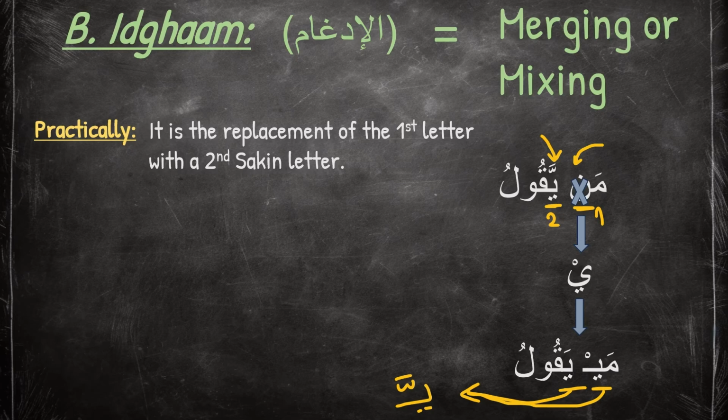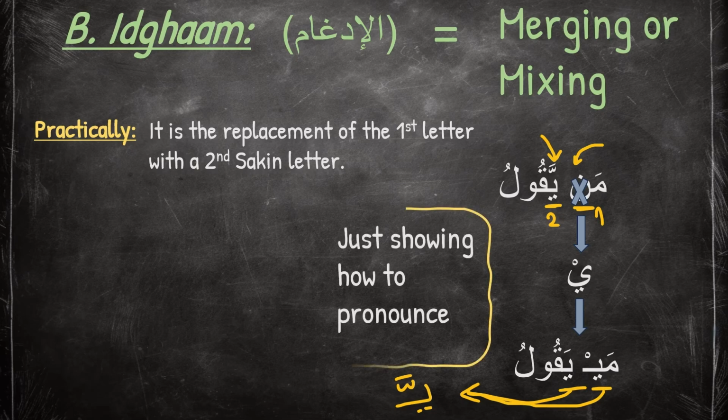There is an important thing to know: the example written down here is not how it's written in the Quran. This is just to show how to pronounce the word. The word is written as it was on the top here, man and then yaqul, with the noon written. We're not replacing the noon with a ya in the Quran. We're writing the whole example as it is, but these steps are just to show how to pronounce the example. So we're pronouncing it man yaqul.